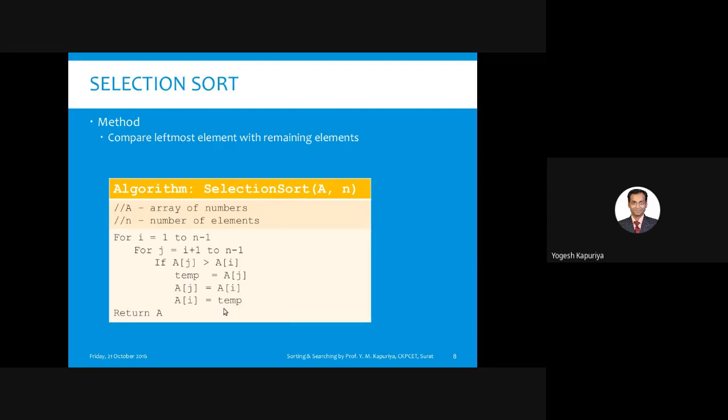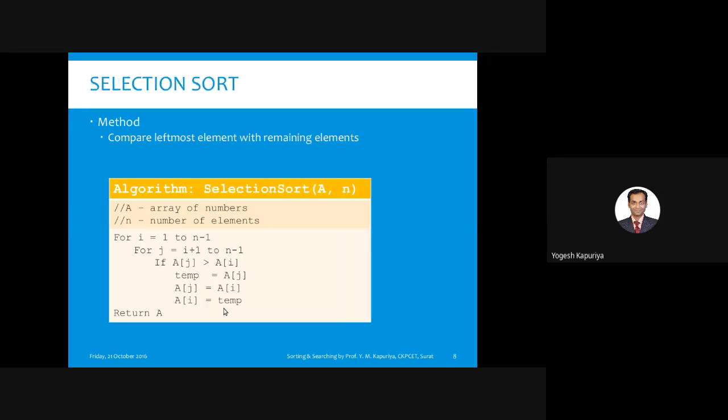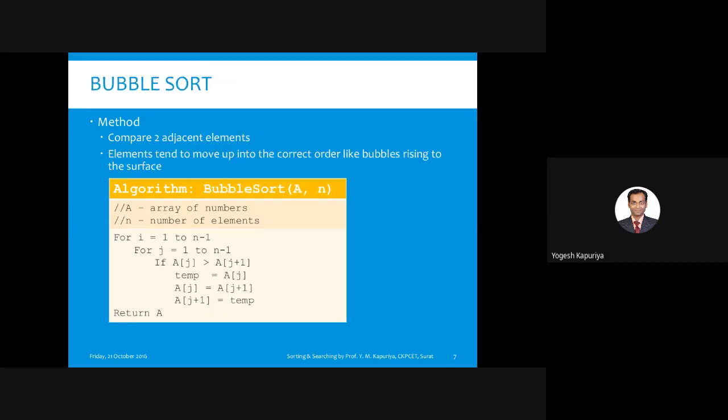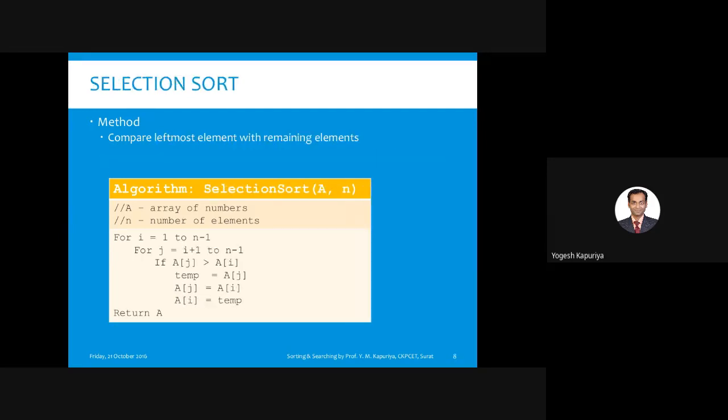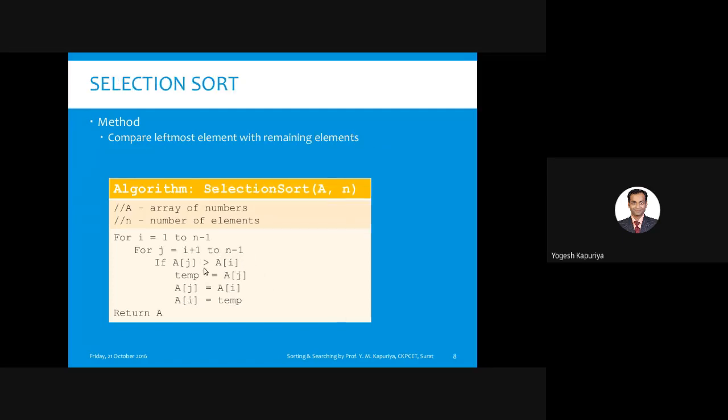It's pretty similar to the bubble sort. If you see the algorithm, there is no major change as such. But the only difference is the comparison which you are making over here. In bubble sort, you are comparing a of j with a of j plus 1. That means every subsequent elements are compared. Whereas in this case, a of j is compared with a of i. That means the first element will be compared with the remaining elements, then second element will be compared with the remaining other elements, like this.